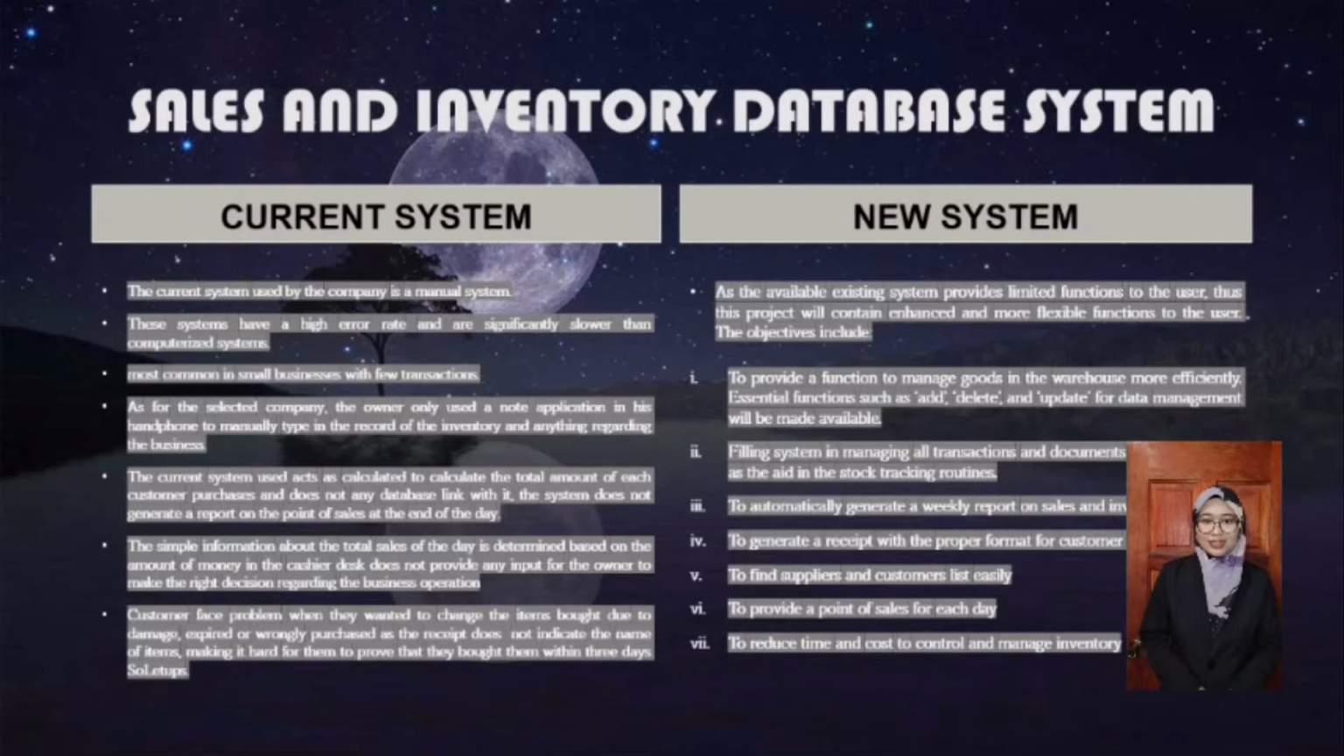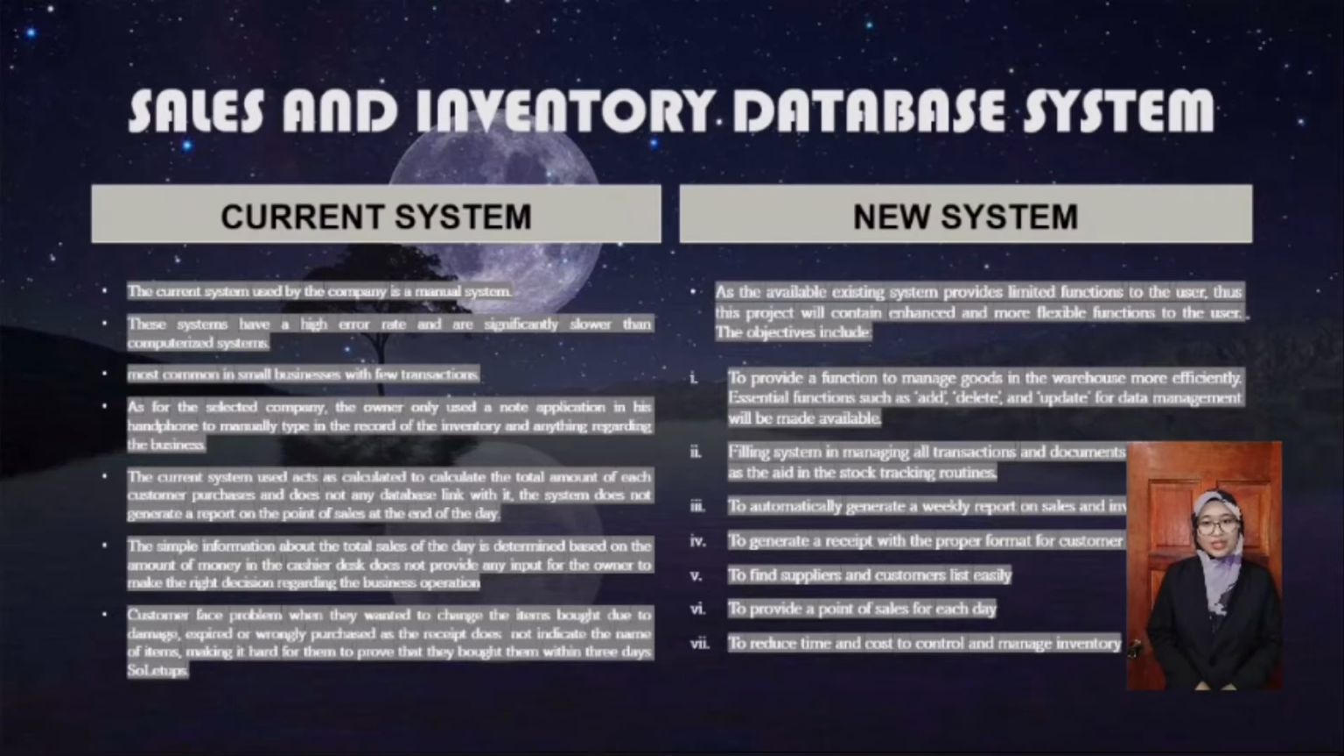As for the selected company, Solar Tubes, the owner only uses a note application on his handphone to manually type in the record of the inventory and anything regarding the business. The current system acts as a calculator to calculate the total amount of each customer's purchases and does not have any database link with it, so the system does not generate a report at the point of sale and at the end of the day.